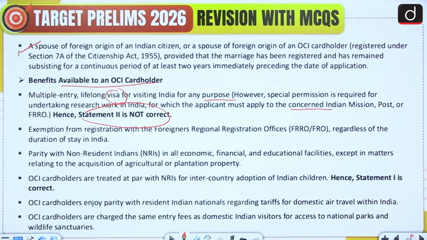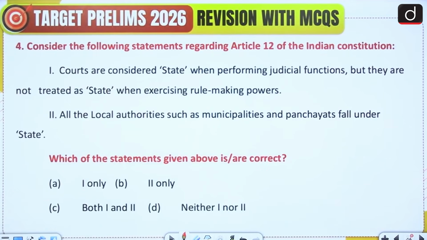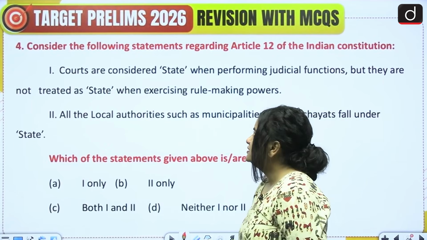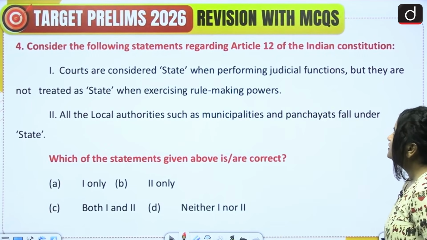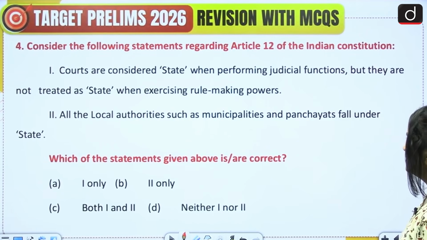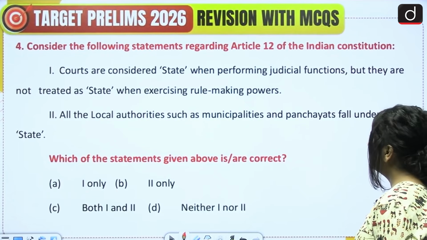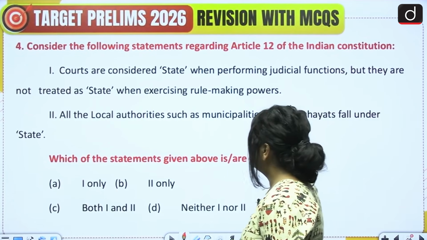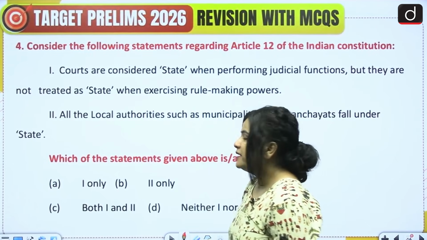Now, this is the explanation in detail. Kindly pause the video and take a look. Question 4 says, consider the following statements regarding Article 12 of the Indian Constitution. 1. Courts are considered states when performing judicial functions, but they are not treated as states when exercising rule-making powers.